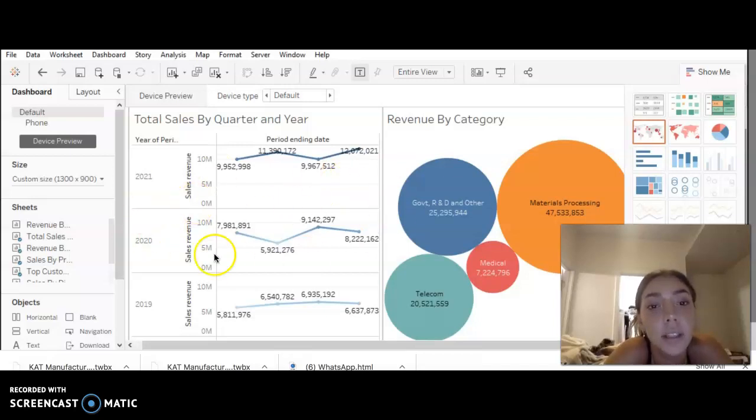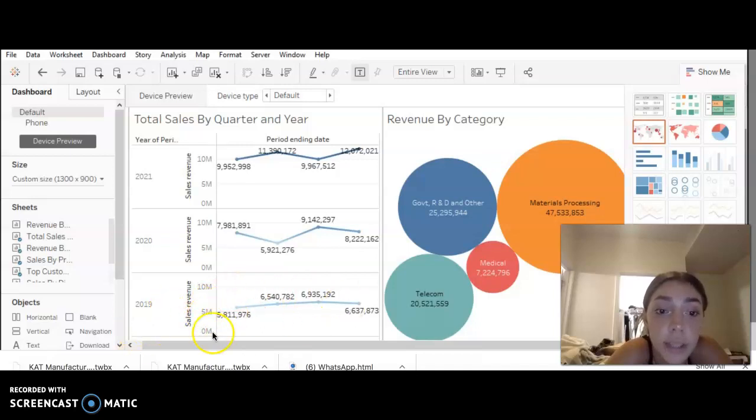Okay, so on the left of the screen, you can find a graphic stating the total sales by quarter and year. You can see the difference in 3 different years: 2019, 2020, and 2021. And you can see, for example, that there has been an increase in every year. So that means that it is an upward trend.